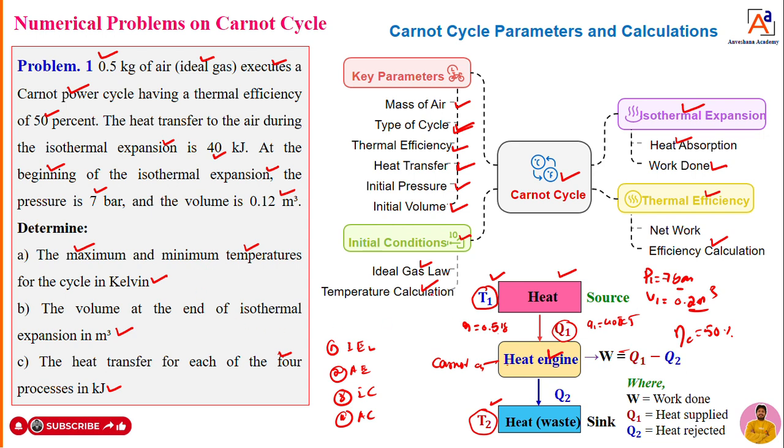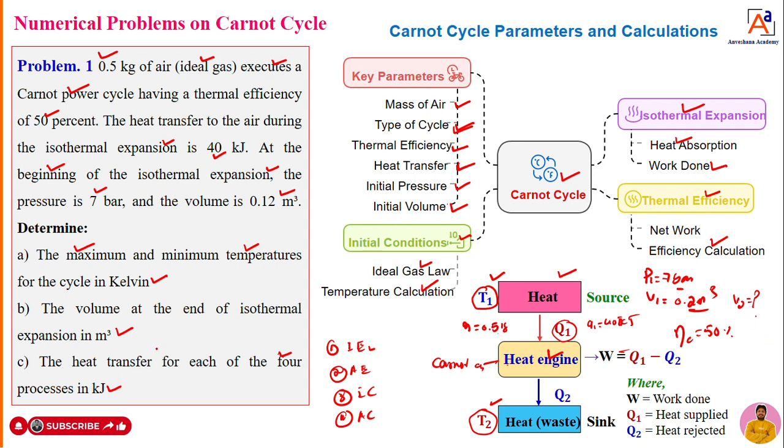But next, he is asking here, what is the volume of the gas at the end of the isothermal expansion? That means he is asking to calculate V2. V2 is equal to how much? With a PV diagram, I will tell you how V2 relates to V1. I will tell again. Okay.